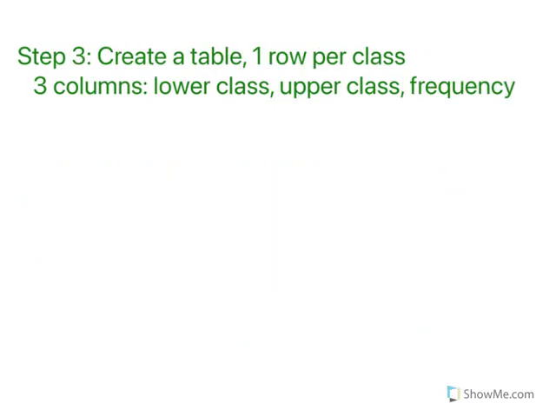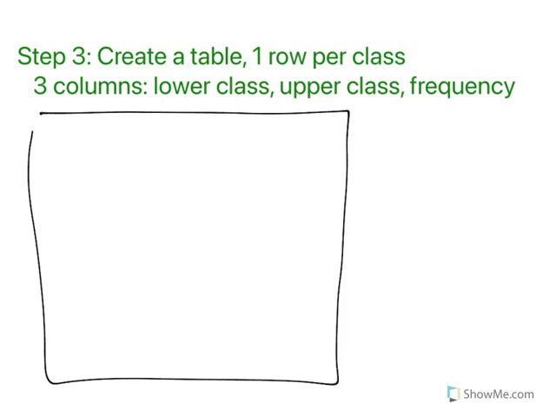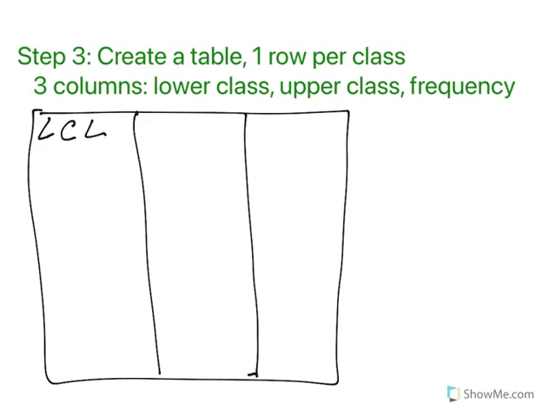Let's move on to step 3. We're going to create a table: 1 row per class, 3 columns. Okay, so we think through this. We're creating a table. We have 3 columns, 1, 2, 3. We have the lower class limit, the upper class limit, and the frequency.